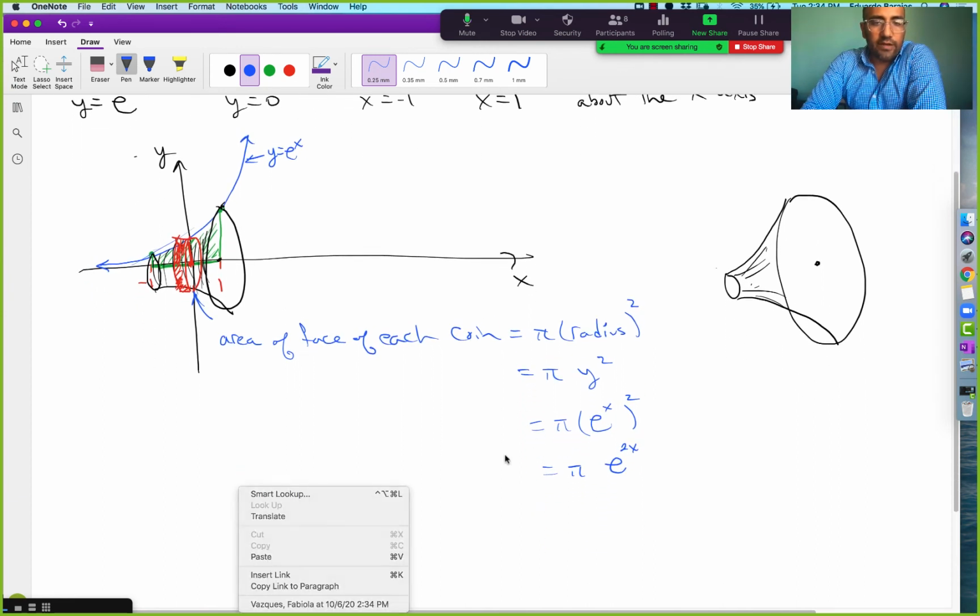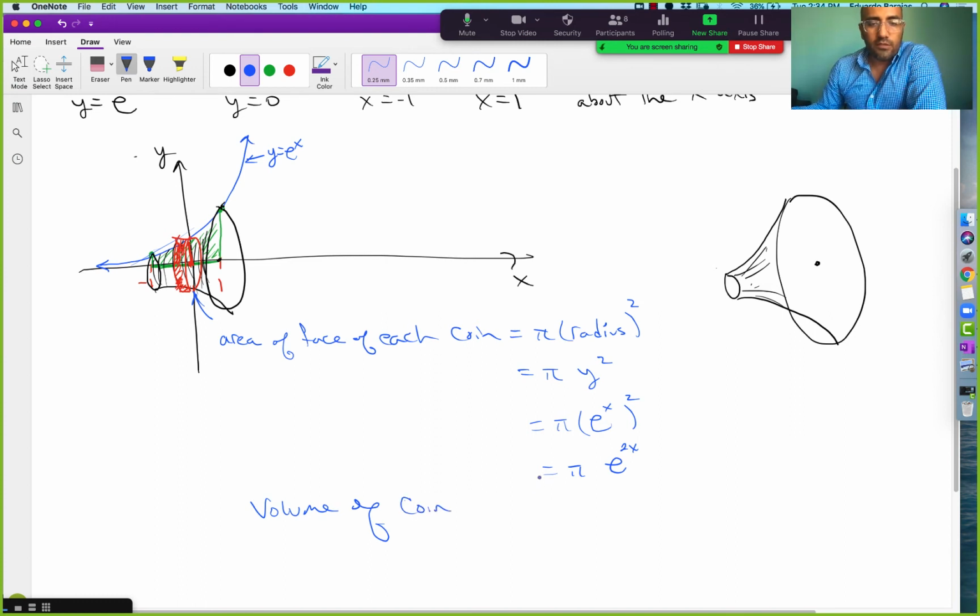So that's just the area of the coin, and now if I want to approximate, well, not approximate, the actual volume of each coin, volume of coin is just going to be equal to the surface area times its width, and its width is going to be the delta x. So we just take that guy. The volume now is going to be equal to pi e to the 2x times delta x. Good. So cut it up and come up with the volume of a coin, and now we want to integrate, as x ranges from -1 to x goes to +1.